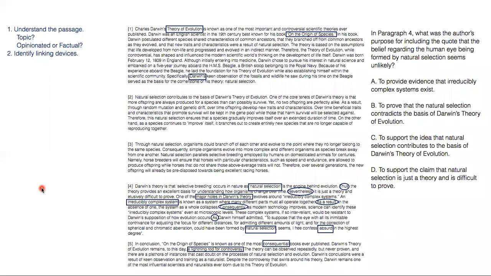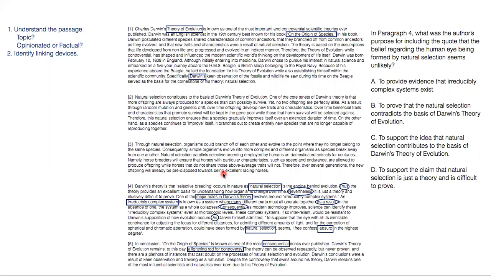So let's read this paragraph together and see if we can start trying to answer this question using our strategies. Darwin's theory is that selective breeding occurs in nature as natural selection is the engine behind evolution. Thus, the theory provides an excellent basis for understanding how organisms change over time. Nevertheless, it is just a theory and elusively difficult to prove.